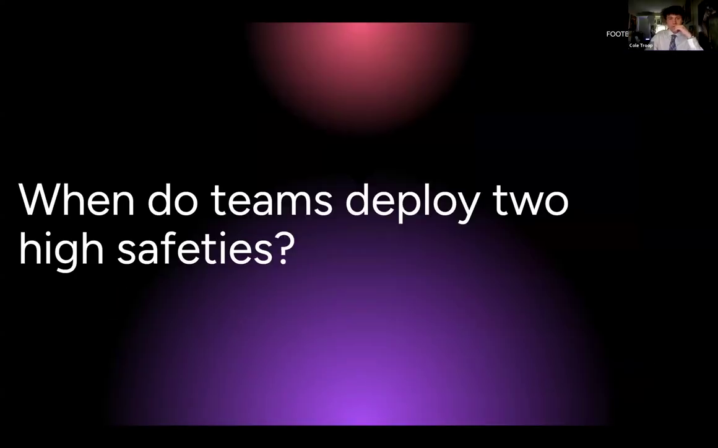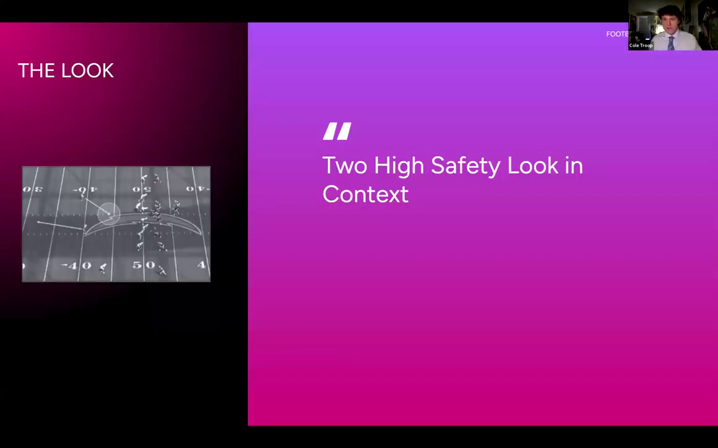Perfect. So the first question to ask is when do teams deploy two high safeties? And over here on the left, I have a very simple graphic on what that looks like. It just means that two high safeties line up 10, 15 yards past the line of scrimmage. And what that effectively does is it splits the field in half instead of just having that one safety back there to try and make crazy runs by himself to get to where he needs to be.